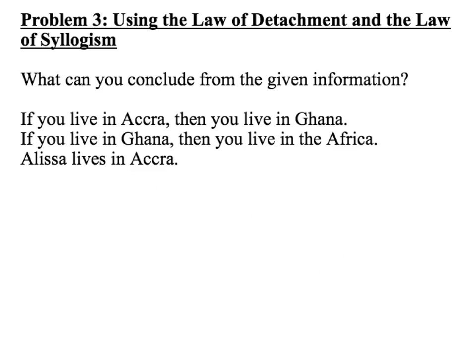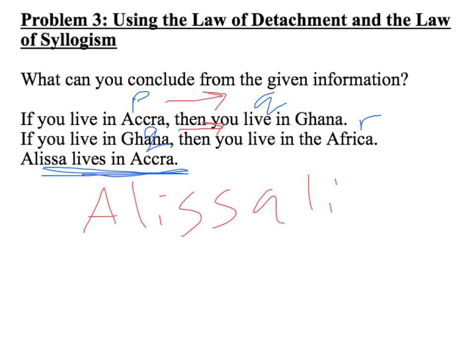Looking at this statement, what can I conclude? If you live in Accra, then you live in Ghana. That looks like a P then Q. If you live in Ghana, that's a Q, then you live in Africa. That's my R. I'm telling you that Alyssa lives in Accra. Well, that was my P. Since it followed the rule of if P then Q and if Q then R, I can say Alyssa lives in Africa.